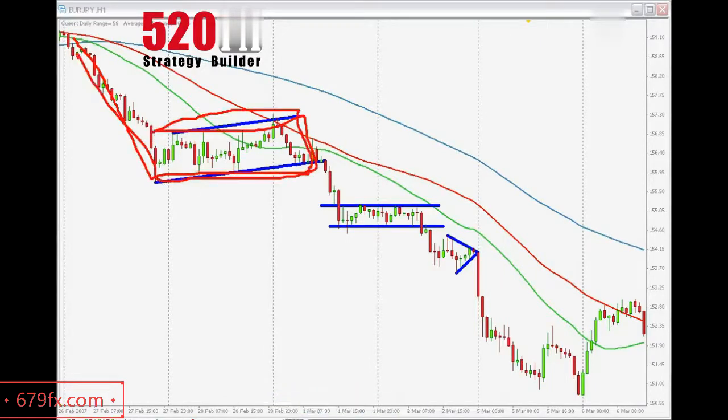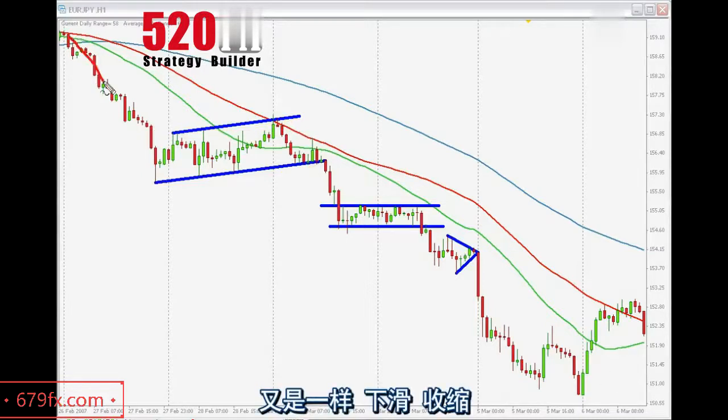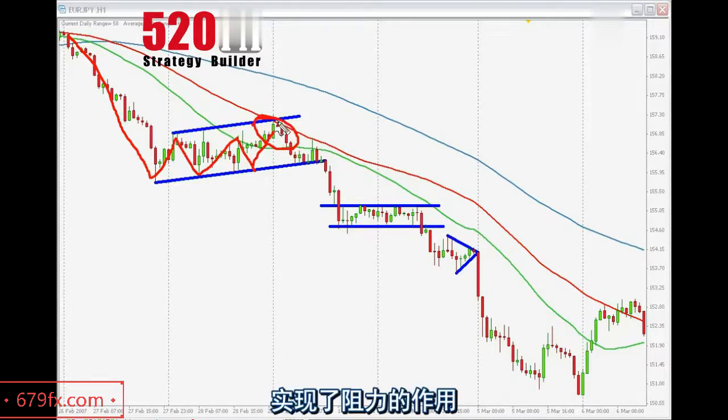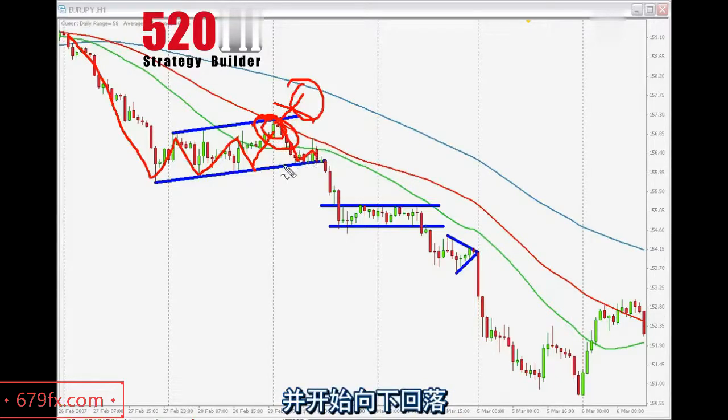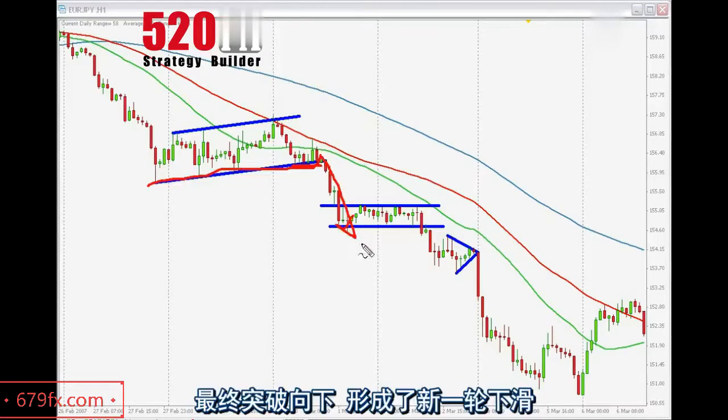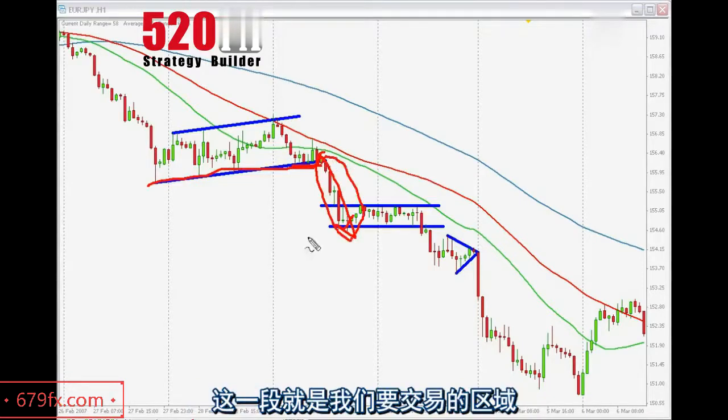Once again, swing down, consolidation, retrace to the area of dynamic resistance. It holds the bounce. It holds the retracement. We don't break above. We don't go anywhere near the 100. In fact, we just touch the 50 and we shoot back down from there, finding one last time support of the flat bottom and giving way for a new swing down. That's the part we want to profit from.